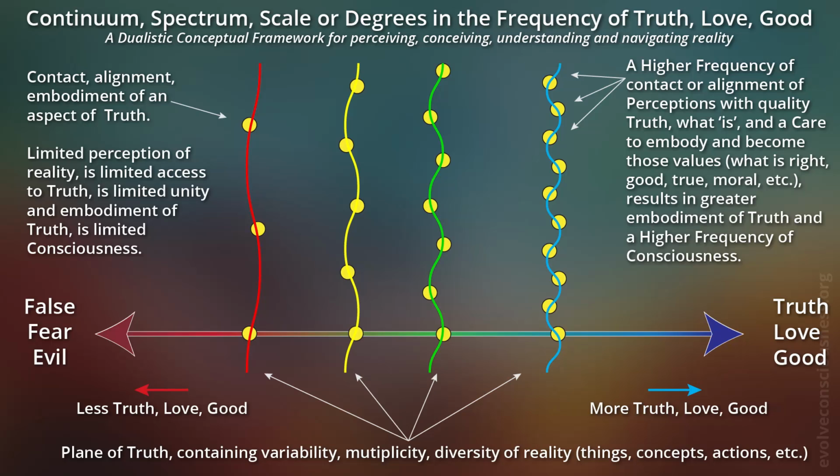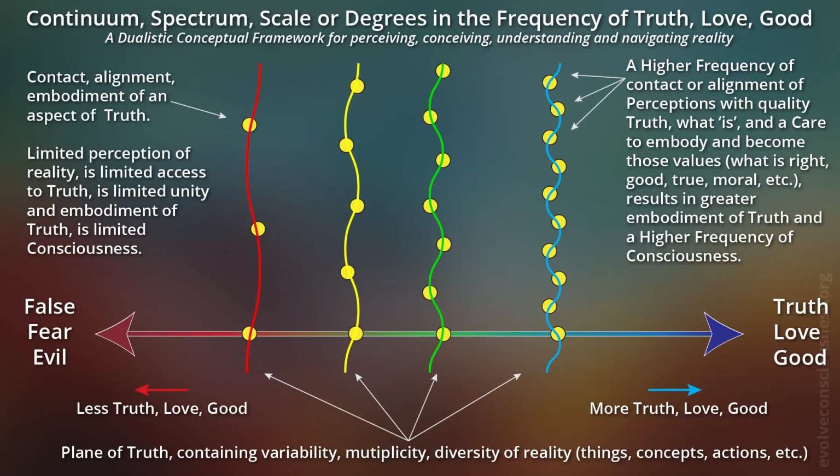So in image 1, you had some in the red and the yellow and the green and the blue. We have the same thing here, where you have certain aspects. If you look at the bottom of the plane of truth containing variability, multiplicity, diversity of reality, things, concepts, and actions, well, that's those yellow circles. But even within those yellow circles, since we're looking at truth, love, and good, we can look at it as a frequency, which we'll be getting at in the next infographic. So the frequency in red is lower, the frequency in yellow is higher, green is higher, and blue is the highest. So that's just putting it over.